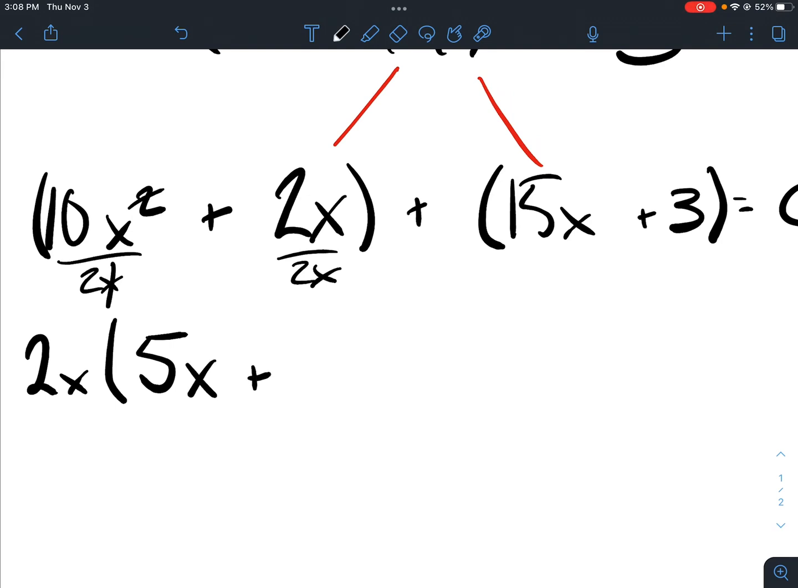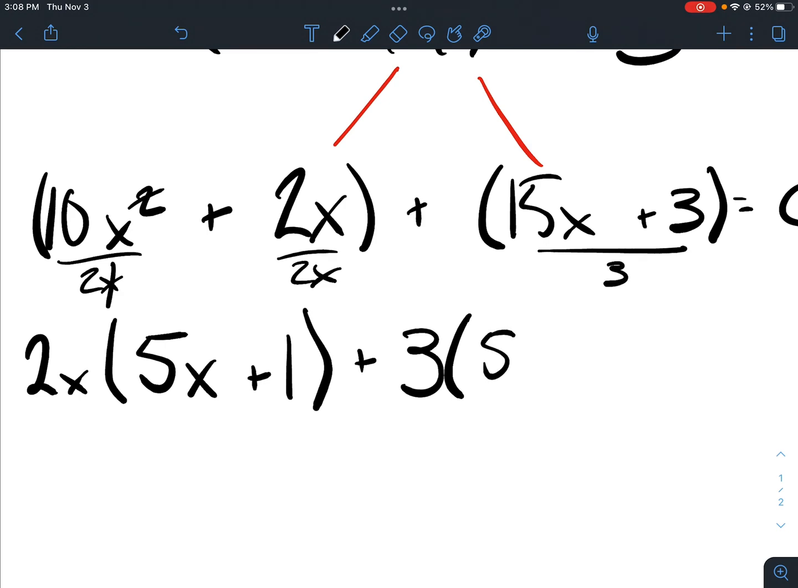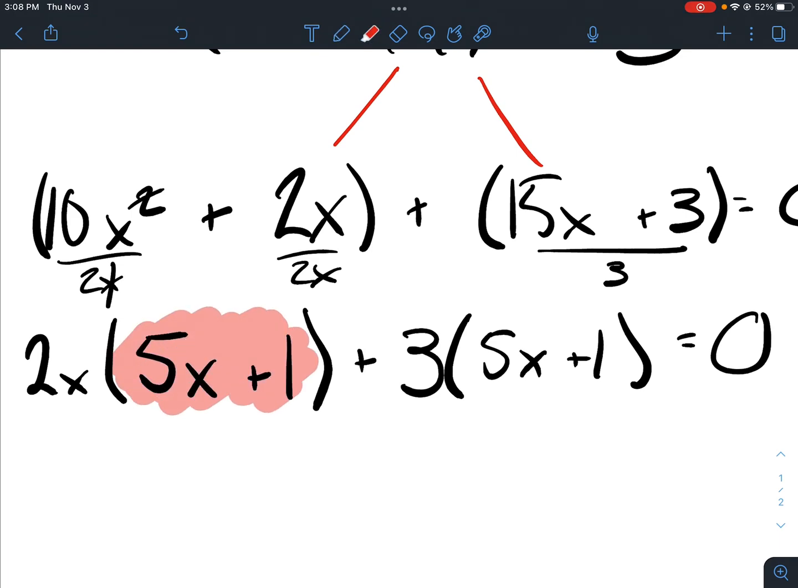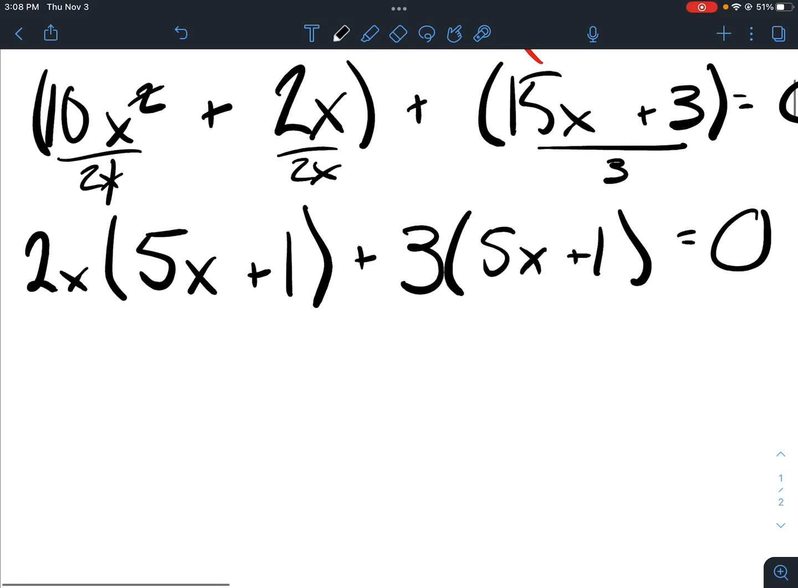So we're going to have 5x, and 2x divided by 2x is 1. And on this side, our common factor is a 3. So if we divide everything by 3, we're going to get 5x plus 1. Remember, you want the inside of these parentheses to be exactly equal. Okay, if they're not exactly equal, you did something wrong, so you need to go back and check that.